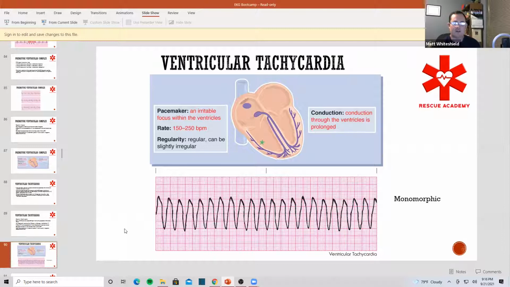This is considered monomorphic. We have two different types, monomorphic and we have polymorphic. All right. The reason why this is monomorphic is because it is the exact same every single time. We see that the rhythm doesn't change in appearance. All right. Maybe some of these beats look a little bit taller than the others, but there's very, very minute differences when looking at it.